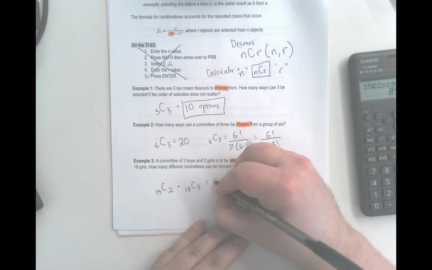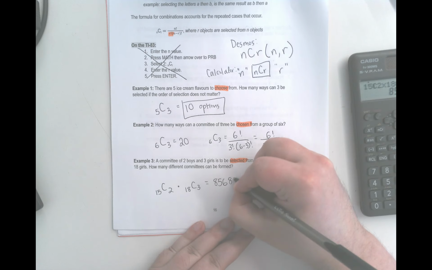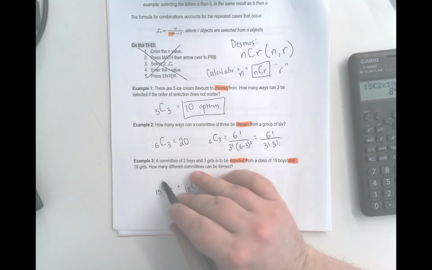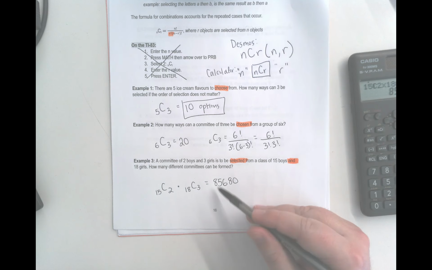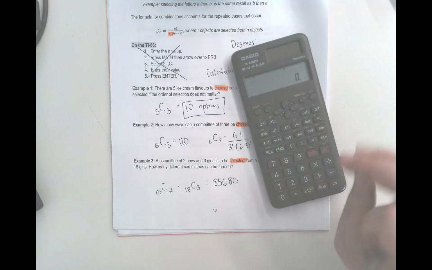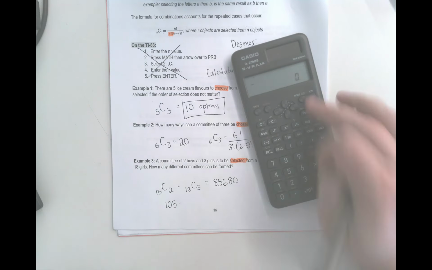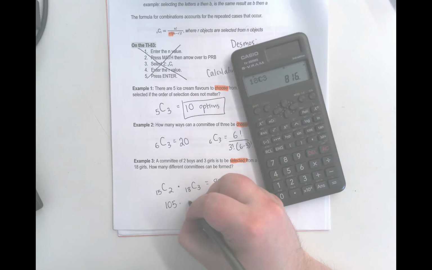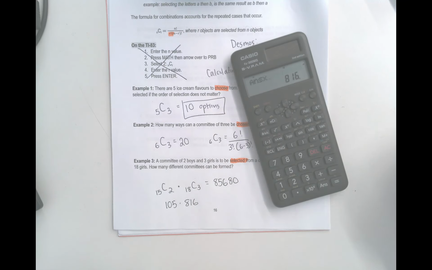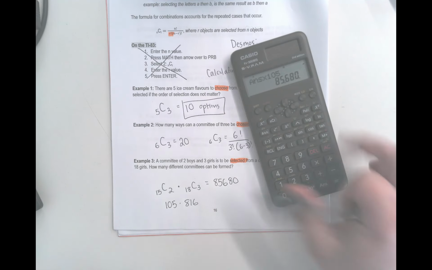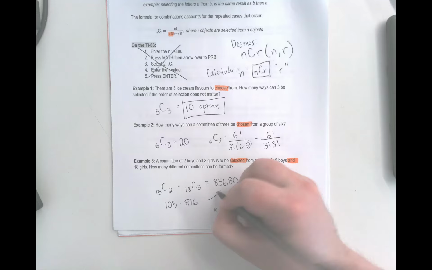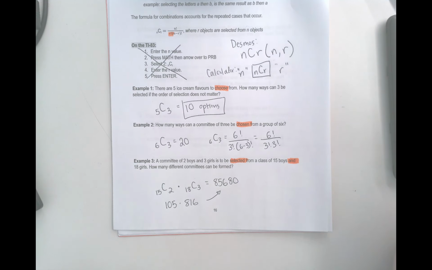85,680. Now I'm not entirely sure whether this is correct or not, so I'm going to actually double check by doing each of these calculations separately and then multiplying those answers together just to make sure. So 15C2 is 105, 18C3 is 816, and if I do 816 times 105, I did get 85,680. So, even for me right now, I wasn't necessarily confident, so it's always good to double check your work if you can. Now we have 2 more examples on the other side.